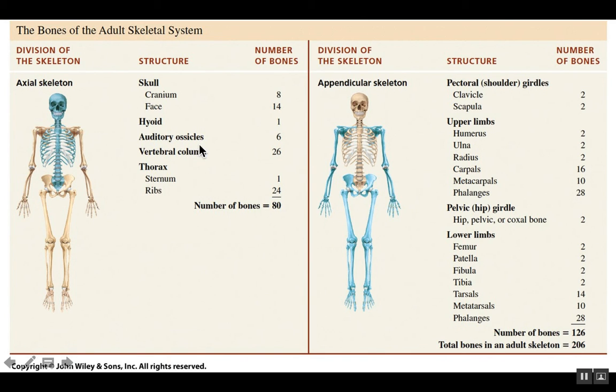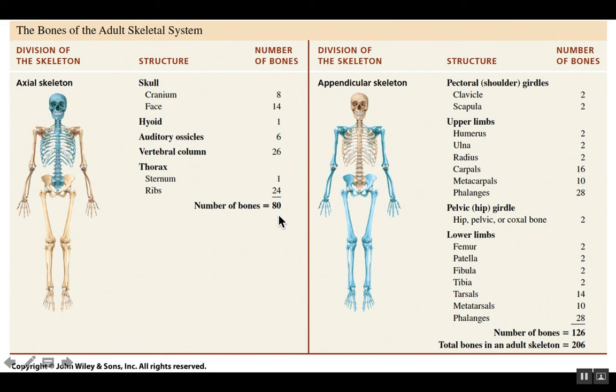There are 6 auditory ossicles, which are very small bones found in the inner ear. There are 26 total bones that form the vertebral column, or your backbone. There's 1 sternum and 24 ribs. So the axial skeleton consists of a total of 80 bones.